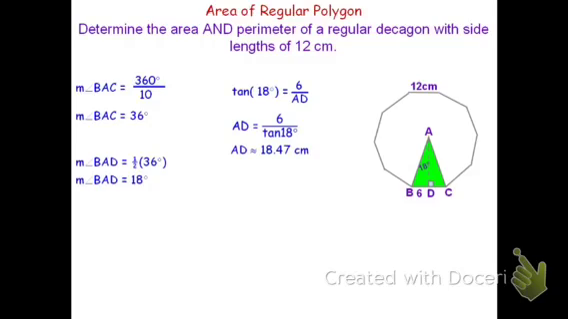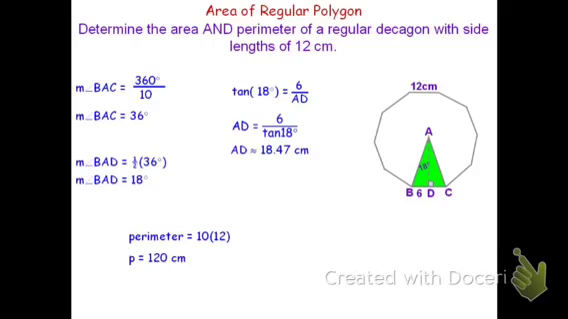Well, the perimeter is the distance around the figure. If this is a decagon, there are 10 sides, and I was given at the beginning that each side was 12 centimeters. So 10 times 12, or 120 centimeters, represents the perimeter of the decagon. Now the area is a little bit more difficult. The area is going to be the sum of the 10 triangles. Again, it's a decagon, so there's 10 sides, 10 triangles.